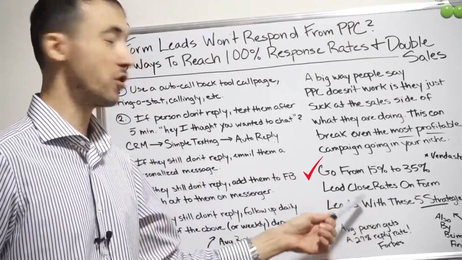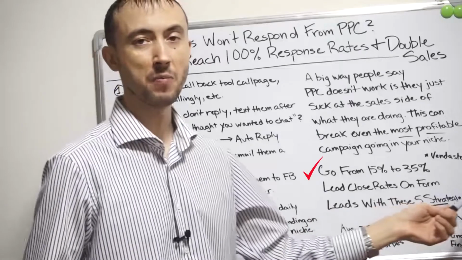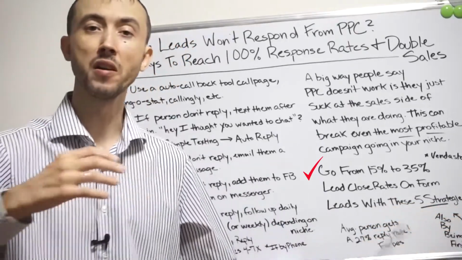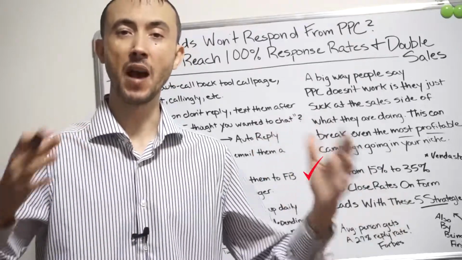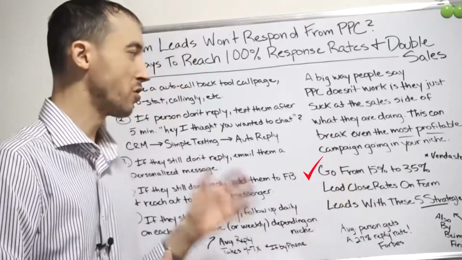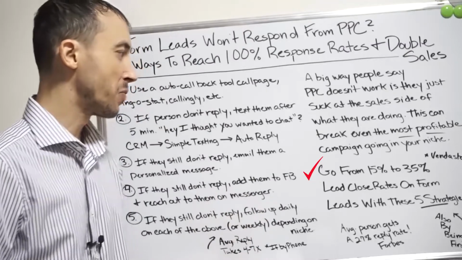So with these 5 strategies, if you're at 15%, you can see 35% or maybe even a little bit more of the people that contact you, you're actually talking to and have an actual chance of selling to with these strategies deployed.